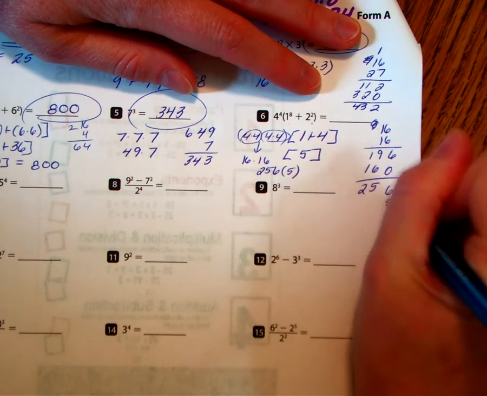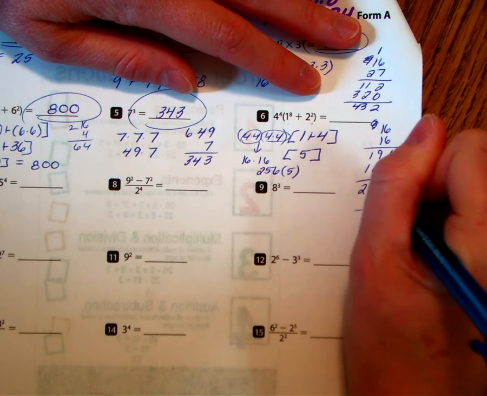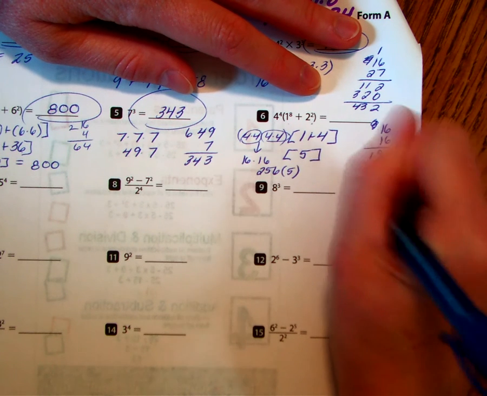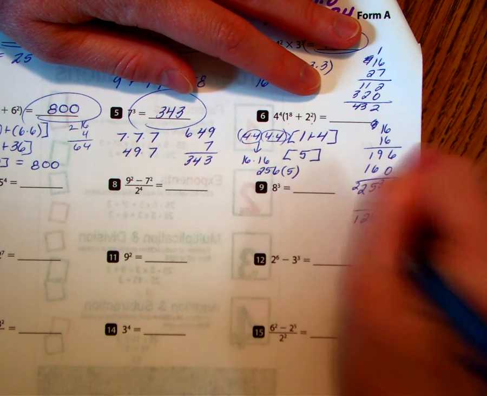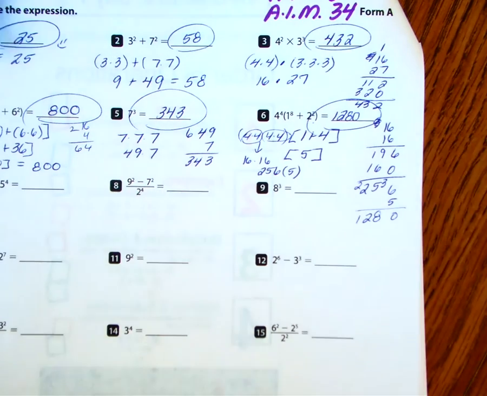Right, I'm going to build off my work here because I'm trying to save space. 25, 26, 27, 28, 10, 11, 12. 12, baby. Okay. Moving right along.